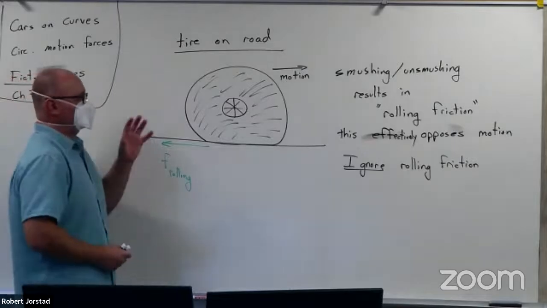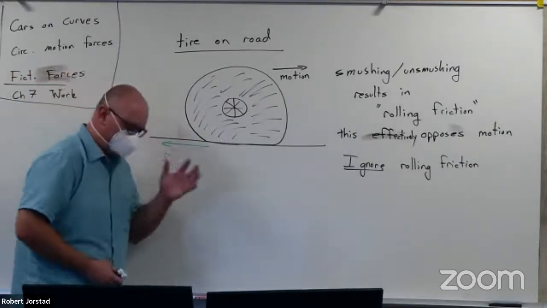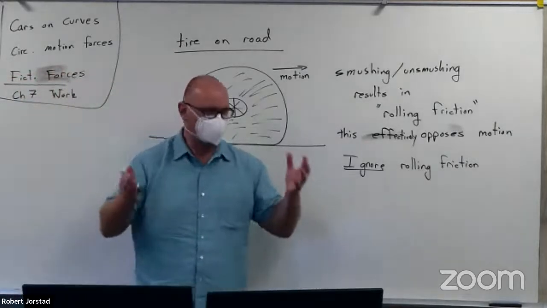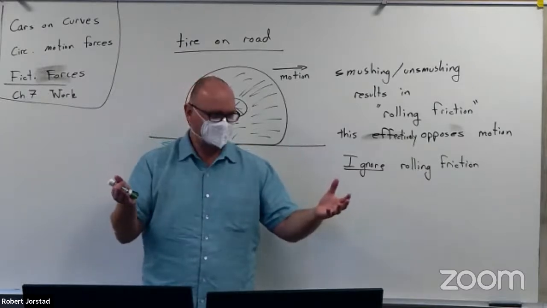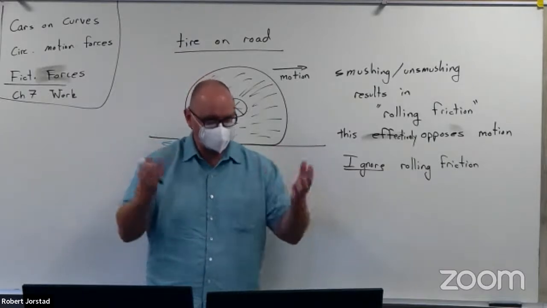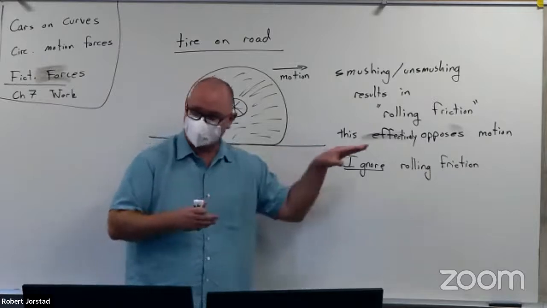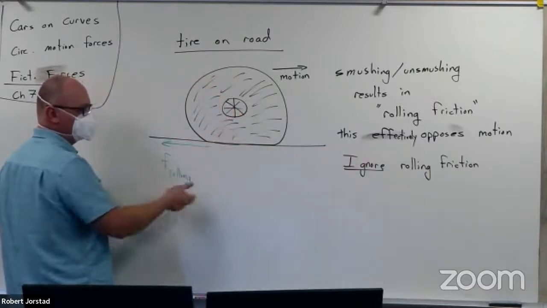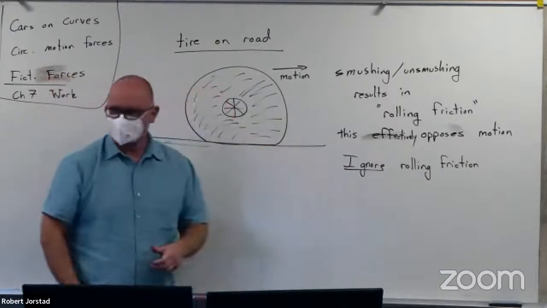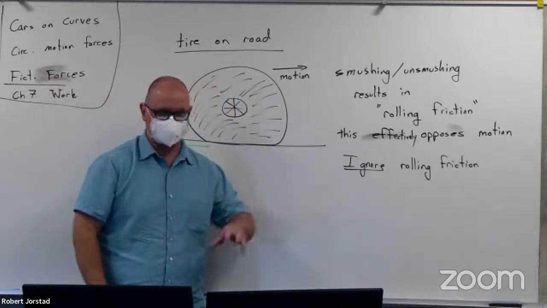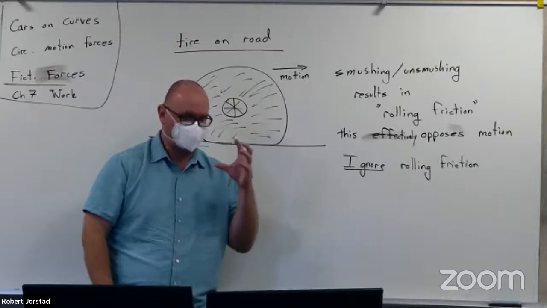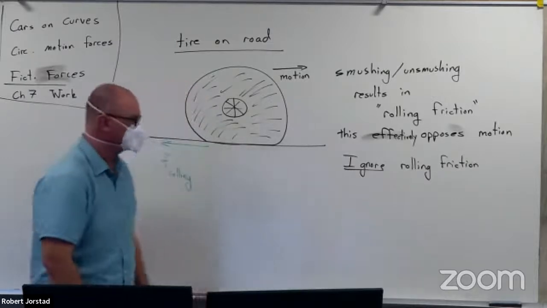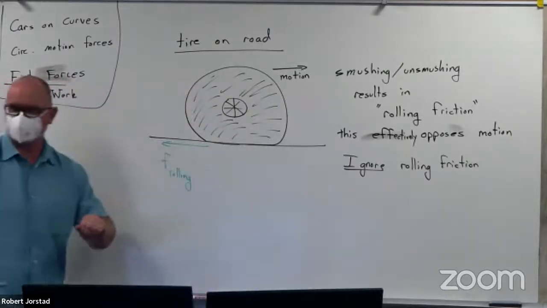But effectively, when students hear friction, you usually think friction opposes the motion, right? Well, we've seen a couple of cases where sometimes friction causes motion. And in this case, rolling friction does oppose the motion, but we're going to ignore that. So basically, imagine all of your tires are super inflated, so they barely smush at all, okay? Is everybody okay with this fact?